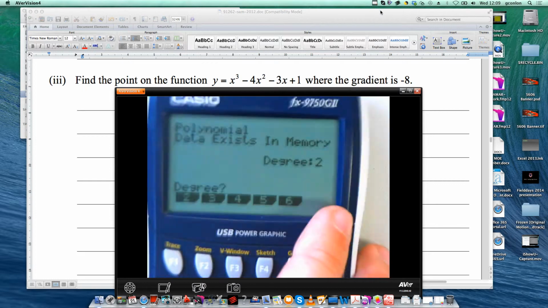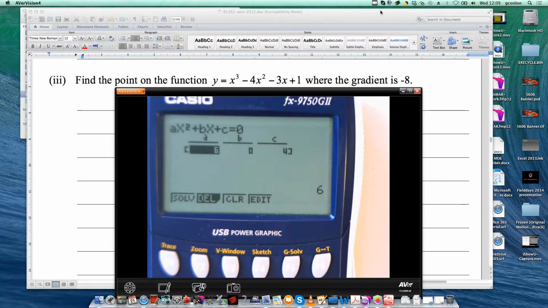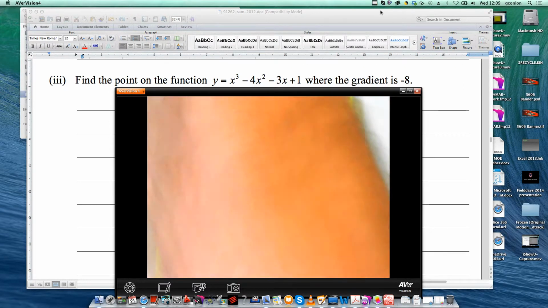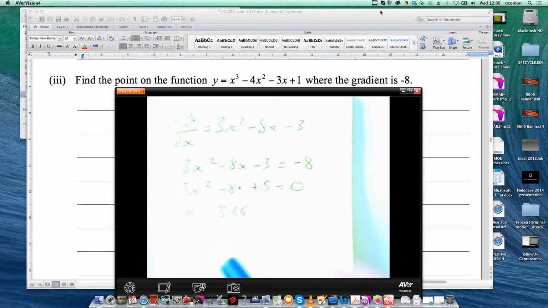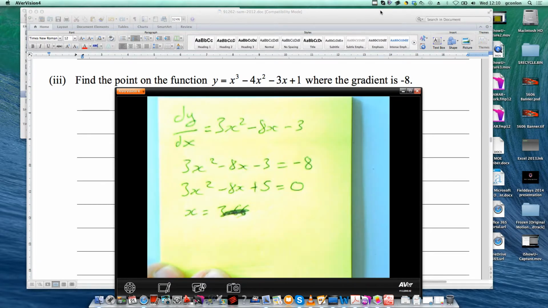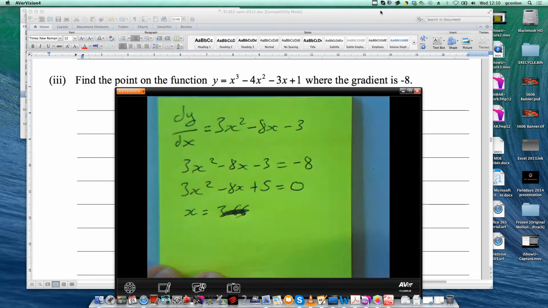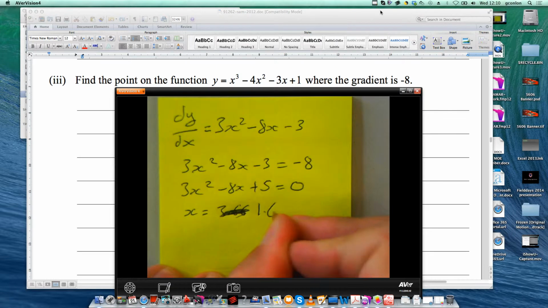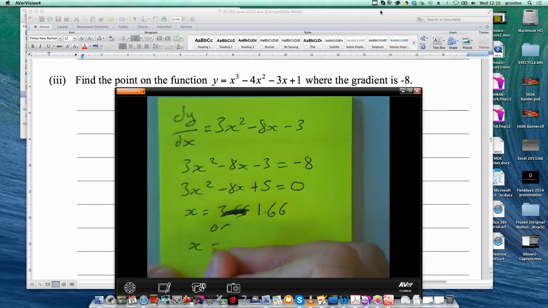All right, now, so we go 2, and it was 3x squared. How many x's did we have? Negative 8. It wasn't 8, it was negative 8, wasn't it? So negative 8. And what's the number on the end? Positive 5, wasn't it? And you get 1.6666 and 1. So not 3.666 at all. That's why you don't use solver, by the way. There we go. So we've got x is 1.66 or x is 1.